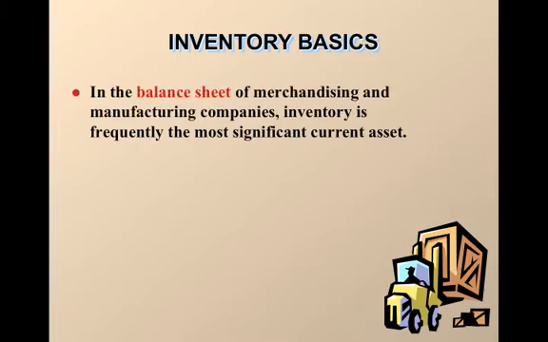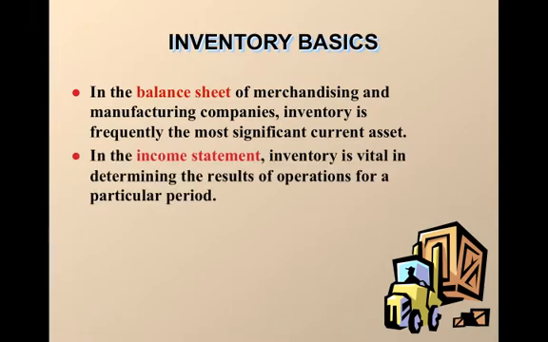In the balance sheet of merchandising and manufacturing companies, inventory is frequently the most significant current asset. And we talked about that in the last video. Inventory is a huge number. And if we do Magnata Winery this year as our summative project, you have to look at that company's financial statements. You'll see inventory is huge in that company.